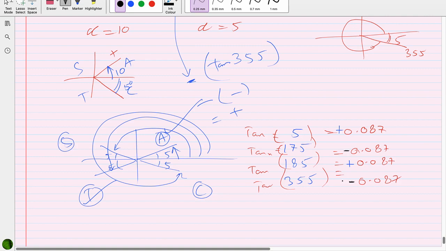For values to be equal, we need to check two things always. First, is the basic angle the same? Second, is the positive or negative sign the same? For them to be equal or to be equated. Clear?